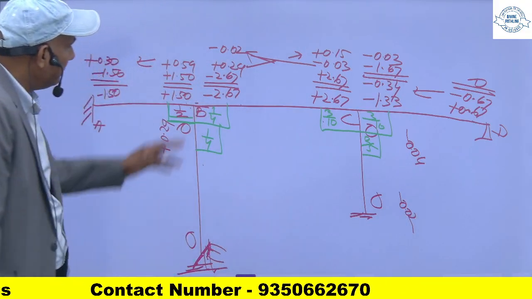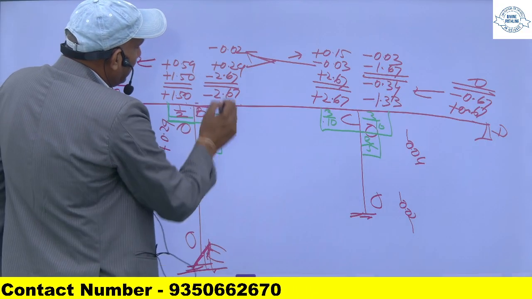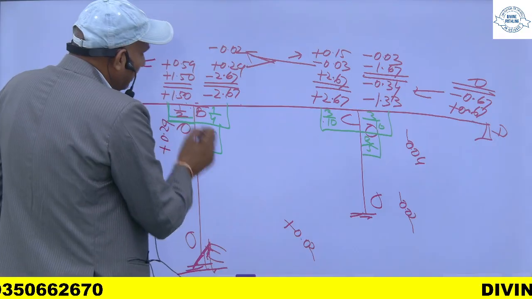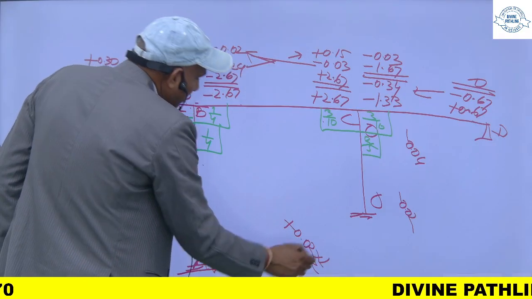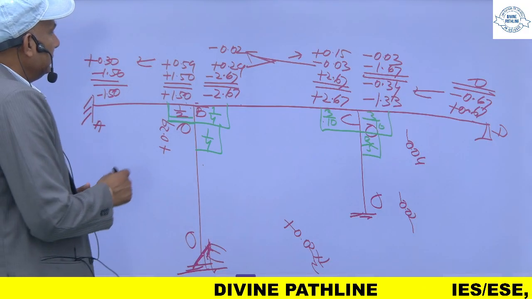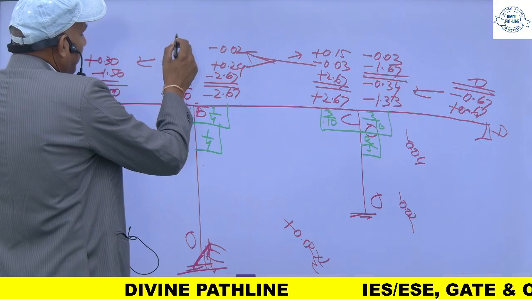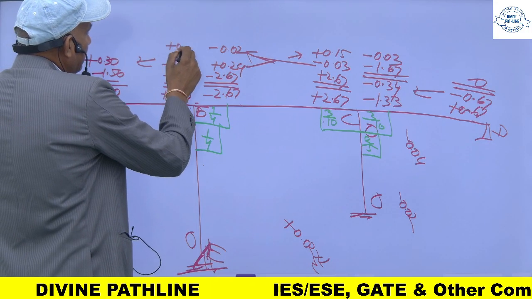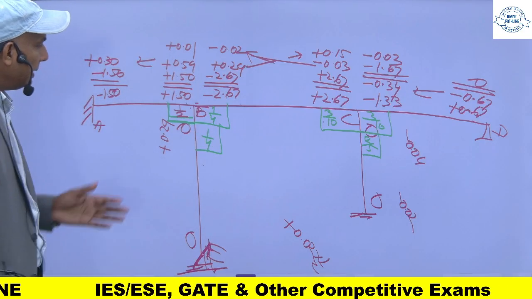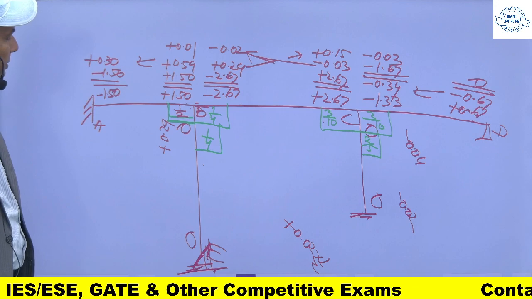Now for this member, to make it 0, I will apply a correcting moment of 0.02 into 1 by 2, so this will be plus 0.01, and for these members you can pick any of this.